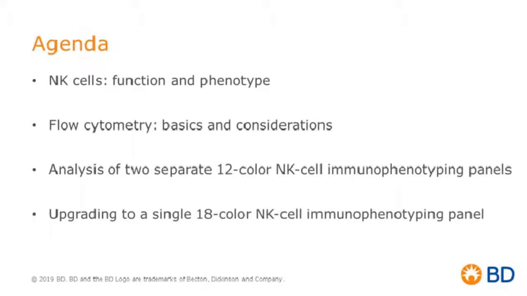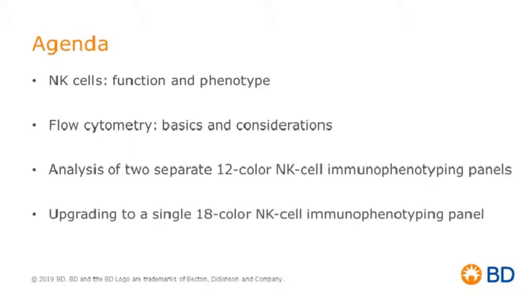As for the agenda, we'll start with a brief introduction to the biology of NK cells, their function and phenotype. We'll briefly touch upon flow cytometry, the basics and considerations for successfully designing multicolor panels. We'll then dig a little deeper into the data that we generated using two separate 12-color immunophenotyping panels. And we will wrap up by upgrading to a single 18-color NK cell immunophenotyping panel.